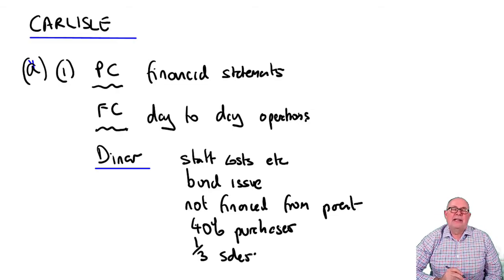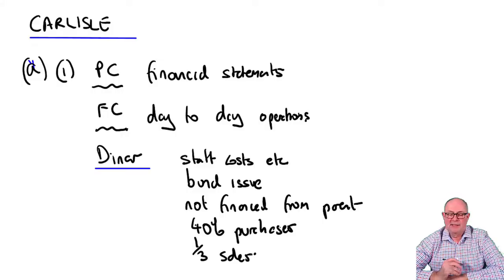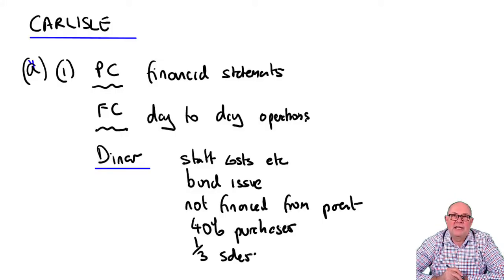This one isn't as clear-cut as some others, but I think I would probably say, on balance, it looks as if the functional currency is the dinar. So that's the first part of the question. Very straightforward. Marks there, 7 marks. We should be able to get 5 or so without any difficulty.